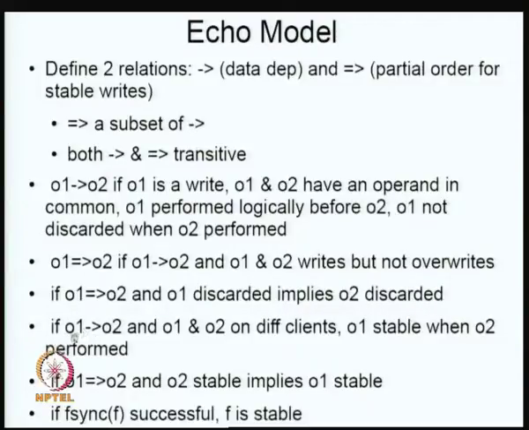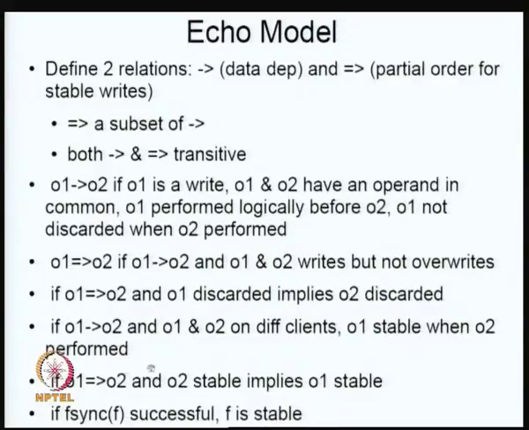Now, if O2 is dependent on O1, and O1 and O2 are on different clients, O1 must be stable when O2 is performed. So if operation O2 is done on a different client, I also have to make sure that O1 is stable, so that other parties can also notice it. If it is not stable, then I cannot guarantee, if O2 is performed, that O1 cannot crash, right? The node on which O1 was done can crash, and then there is no way to recover it. That is where O1 has to be stable. Okay.